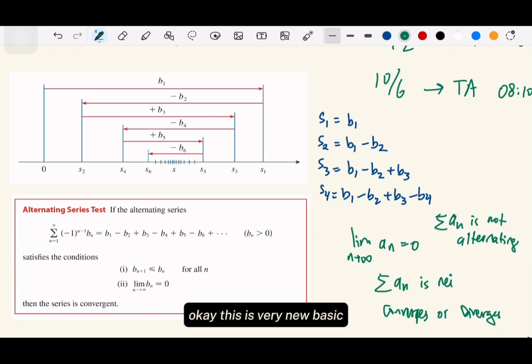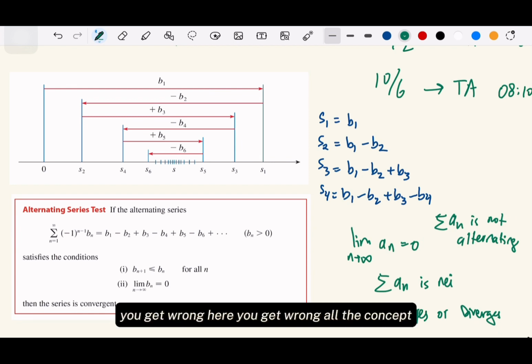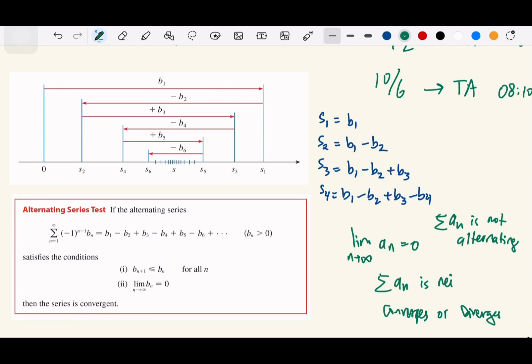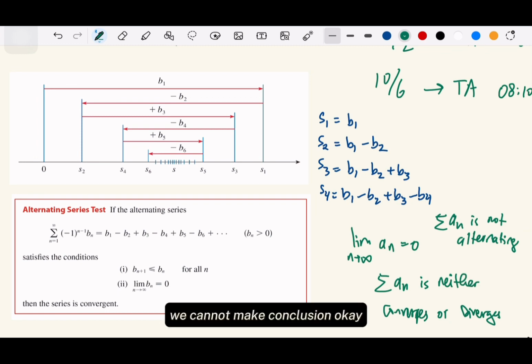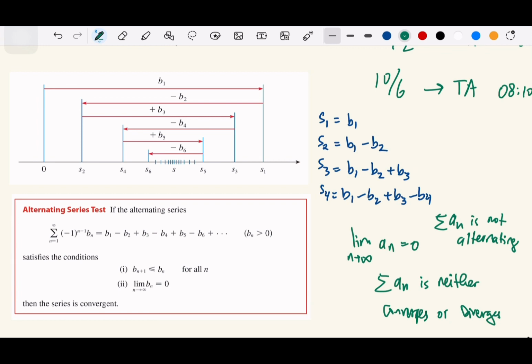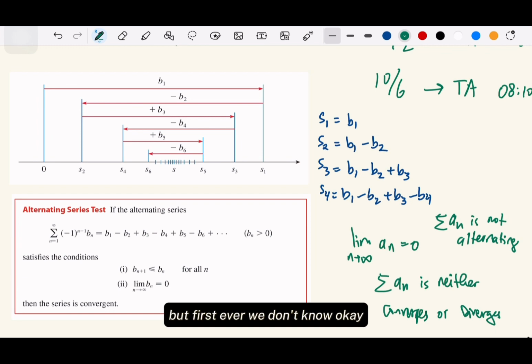Okay, this is very, very basic. You get wrong here, you get wrong all the concept of the series. So it's neither converge or diverge. We cannot make a conclusion. If the series is not alternating and you get limit equals 0 for this an, converge, diverge, we don't know. Okay, that's the conclusion. We don't know.